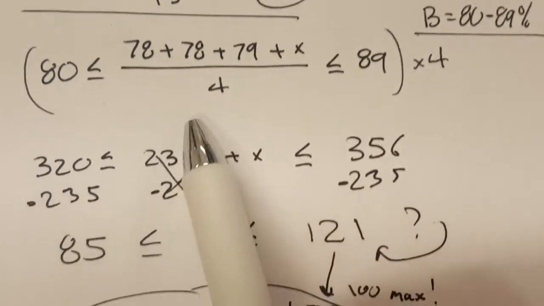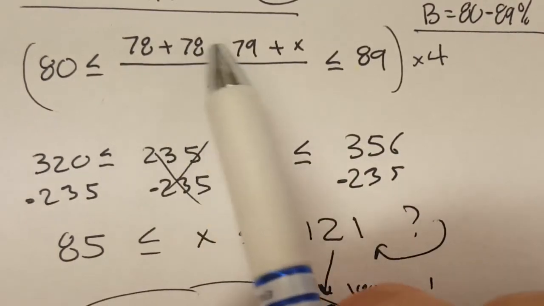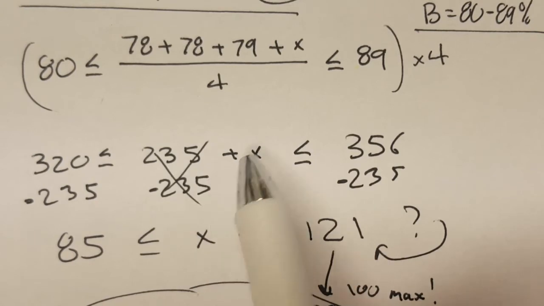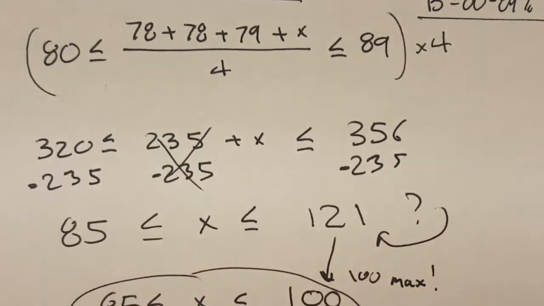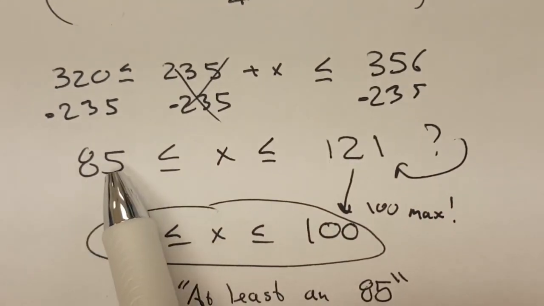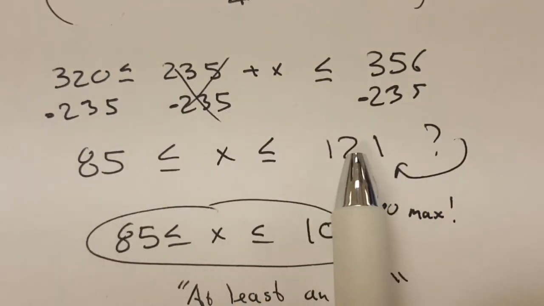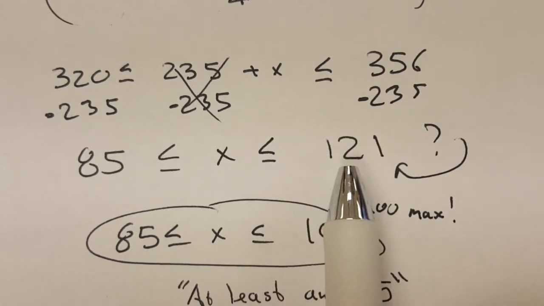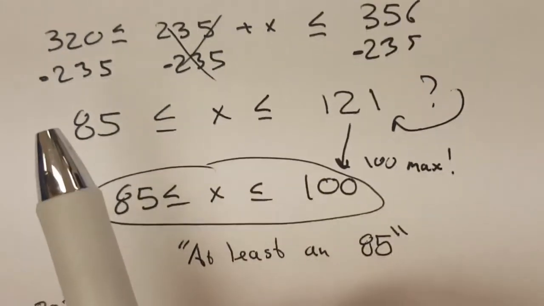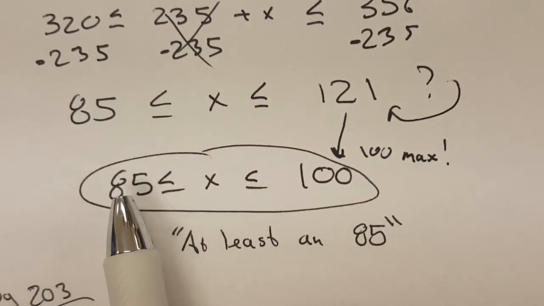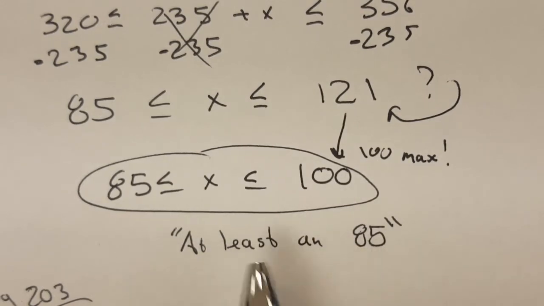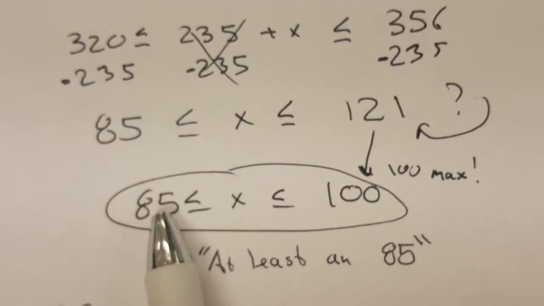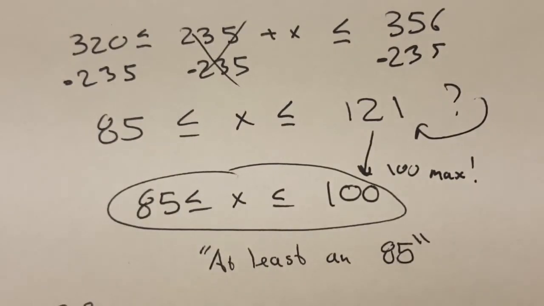Okay, so times 4. So now I got 235 points that I've already scored, plus my 4th test, which I don't know what it is yet. We'll see what it could be. So then I subtract 235 from both sides. When I do that, I get 85 for my minimum, and I get 121 for my maximum. Now, most tests, I think the best you can do is 100 points. So this is your mathematical answer, but your real answer would be, well, I got to score at least an 85 to a perfect. So that's why I say at least an 85. So if you want an average of B, you got to get at least an 85 on that 4th test.